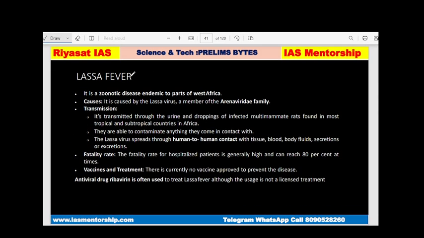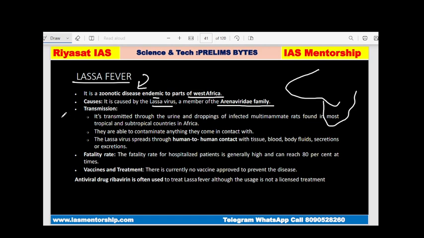Next is Lassa fever. This is also very important. Again, this is a zoonotic disease but endemic to parts of Western Africa. Here on the side, this is Africa and here it is concentrated. It is caused by the Lassa virus, a member of the Arenaviridae family, remember it. Transmission is through urine and droppings of infected multimammate rats. They spread human to human through contact with tissue, blood, body fluid secretions, etc. Which means it is communicable.